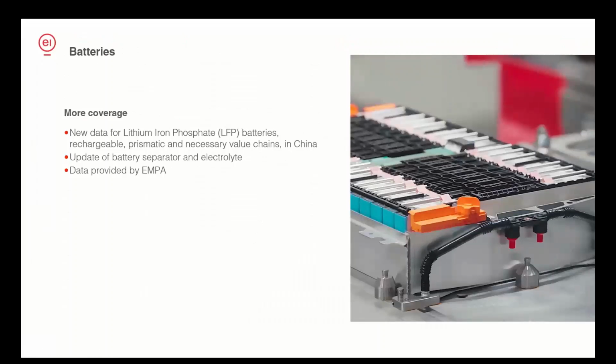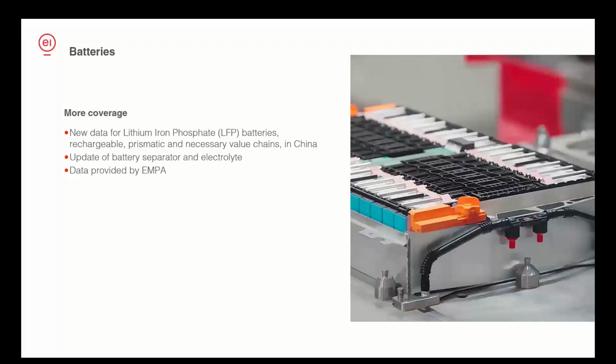Okay, so batteries. Version 3.9 is adding new datasets for batteries, improving the coverage of batteries that the database offers. We started adding more batteries already in the latest release. Version 3.8 added lithium ion and valve regulated stationary rechargeable lead acid battery, I think it's called, VRLA.